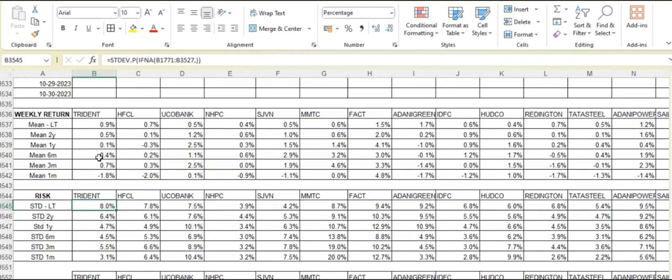So here the lifetime risk behind Trident has been 8%. What does that mean? That the prices are volatile enough to move 8% up or down over a weekly time frame. So that's a relatively large risk behind a stock, and understandably so, because remember, these are individual stocks and they are extremely volatile, and hence we would like to create a portfolio.